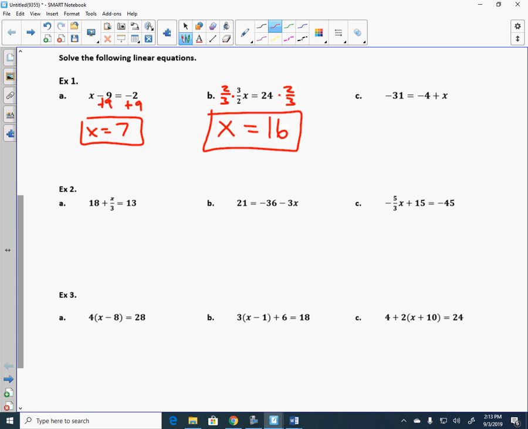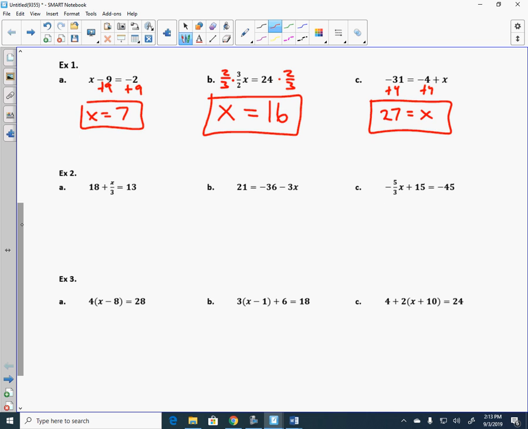It's okay if the x ends up on the right-hand side. We still just add 4 to both sides. 27 is equal to x. Sorry, negative 27. Subtract 18. X divided by 3 is equal to negative 5. Now what? How do I get rid of dividing by 3? Multiply by 3. X is negative 15.